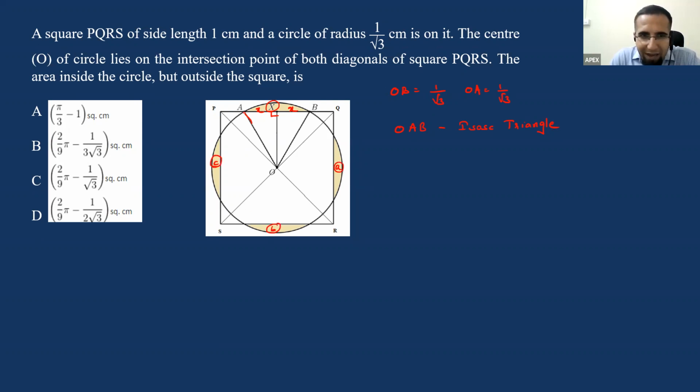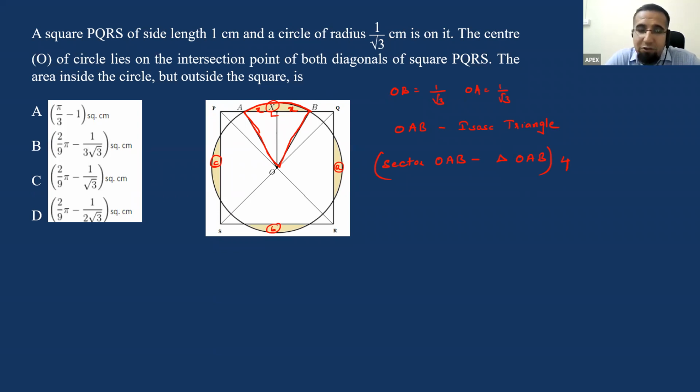Now, how will I calculate that? I will calculate that something like this. I'll calculate the area of this sector. So sector OAB, I'm calculating the area of sector OAB. From there, I'll subtract the triangle OAB and I multiply this how many times, guys? 4 times. That will be the area inside the circle but outside the square.